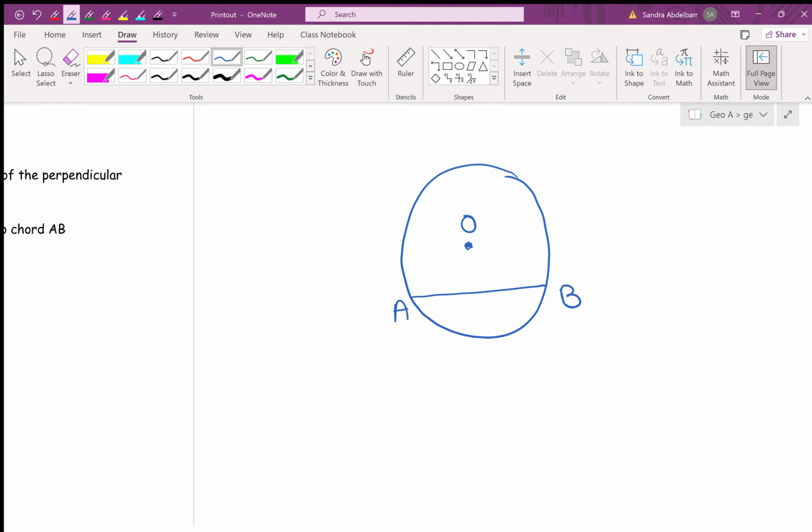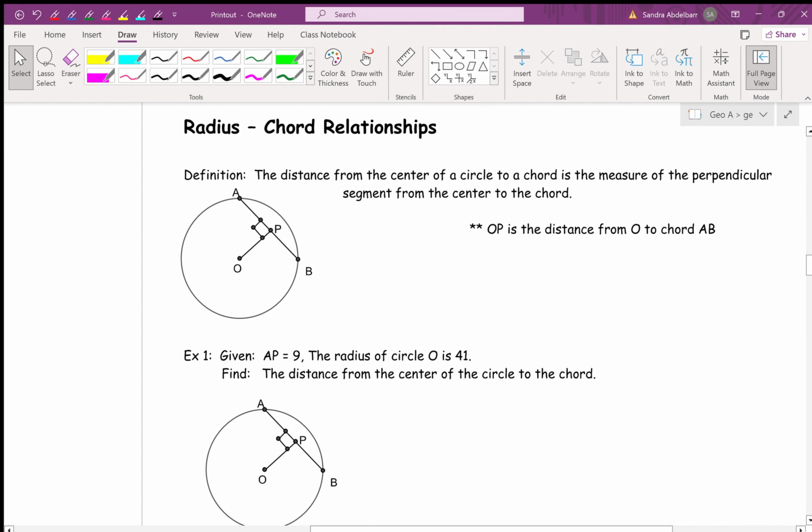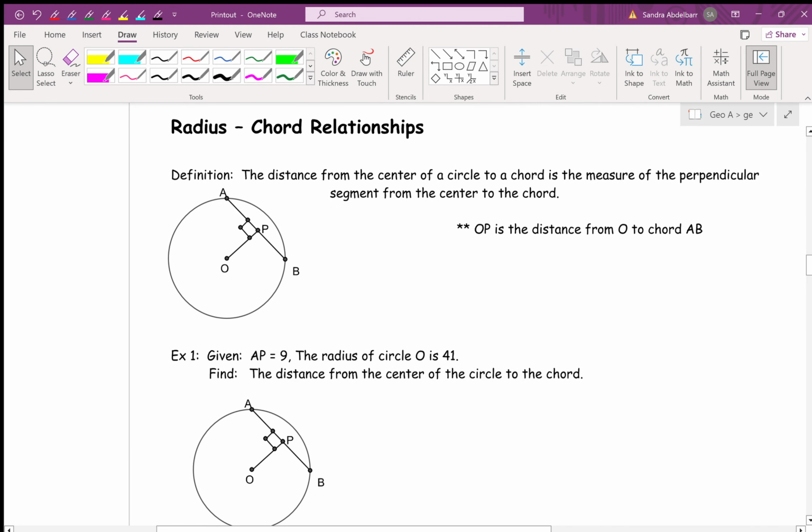What you would have to do is draw your own perpendicular. Obviously I have to give you other information to be able to figure this out, but whatever that length is, that would be the distance from the center to the chord. It's the length of the perpendicular segment. So in this diagram, what would be the distance from center point O to chord AB? It would be the length of OP.